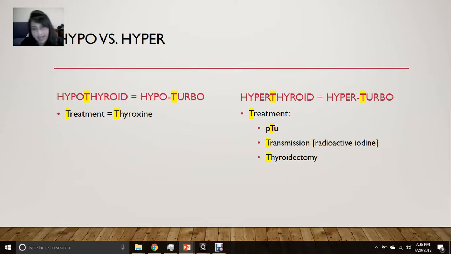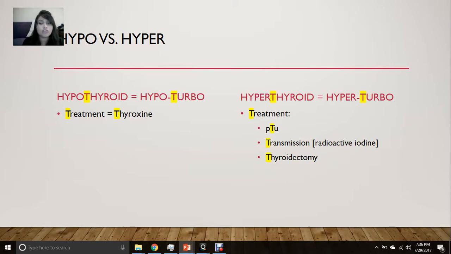Let's go on the other hand, hyperthyroid. Hyperthyroid, hyperturbo. So the speed is so high. So do you expect for the patient to have constipation or diarrhea? Diarrhea. Weight loss or weight gain? Weight loss. Appetite increased or decreased? Increased, right? So they're going to eat a lot, but they're losing also a lot because their metabolism is also high. Everything is high, hyperturbo.